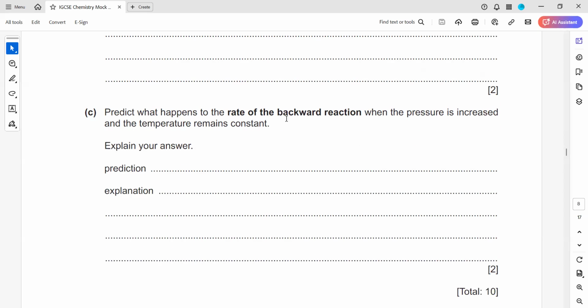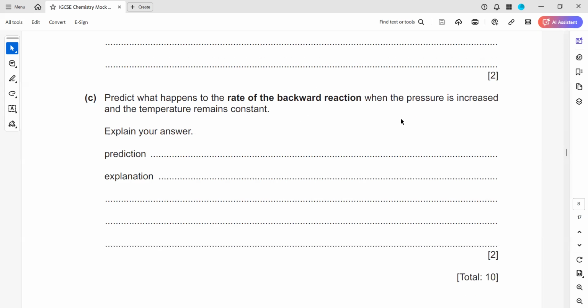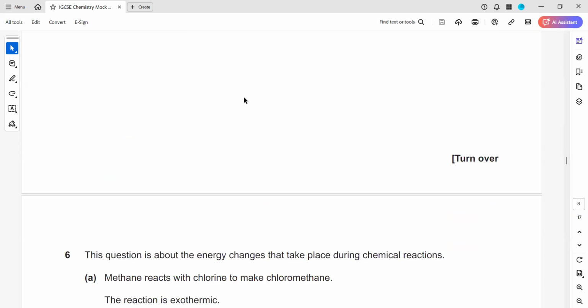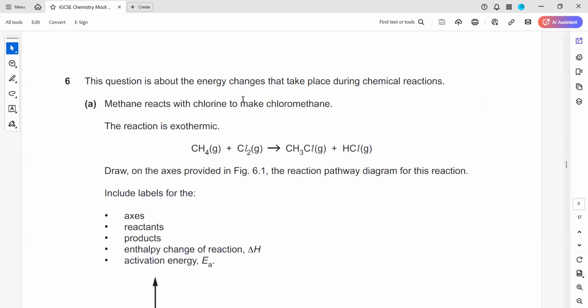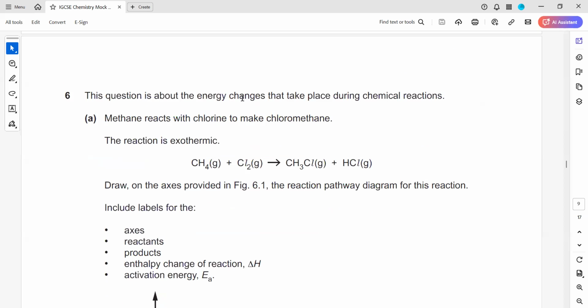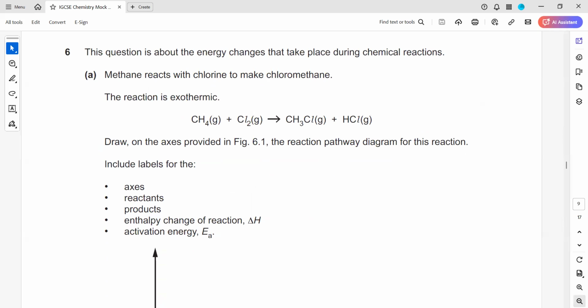Predict what happened to the rate of the backward reaction when the pressure is increased. Pressure also increases the rate of reaction, again whether forward or backward. It is irrespective of direction. The rate always increases with pressure, temperature, surface area, concentration, and catalyst. More collisions are there, a greater number of successful collisions, because there are more particles in unit volume.